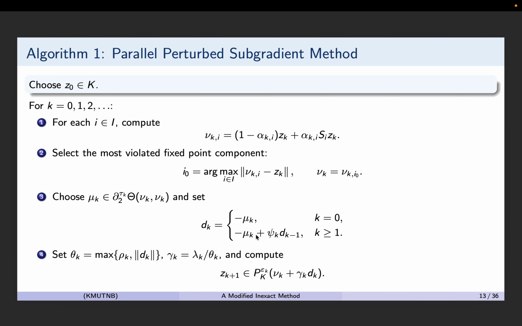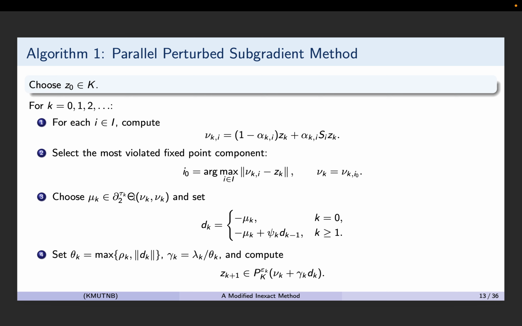So this is the proposed algorithm here. We choose a point z0, and for each k from 0, for each I, we first compute this, the parallel information. We are computing b k I by this convex combination with alpha k I at each I. Then we select the one where the maximizer b k has the biggest distance between b k I and z k. In other words, the one that most violates the fixed point component, then we set b k to be that point, and we choose mu k here.